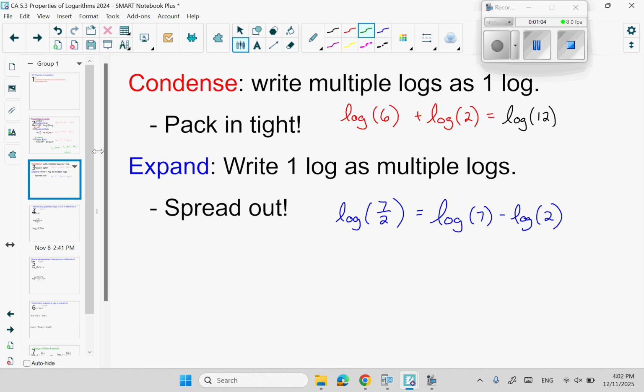We use these to do what's called condensing or expanding. Condensing means bring two logarithms together. I have the same log separated by an addition, so I can multiply the inside to get the inside number there. In that case, it's 12. Or what's called expanding. Break one logarithm, so I'm dividing, into two using the property. So in this case, I'd break it up into subtraction, 7 minus 2 there.